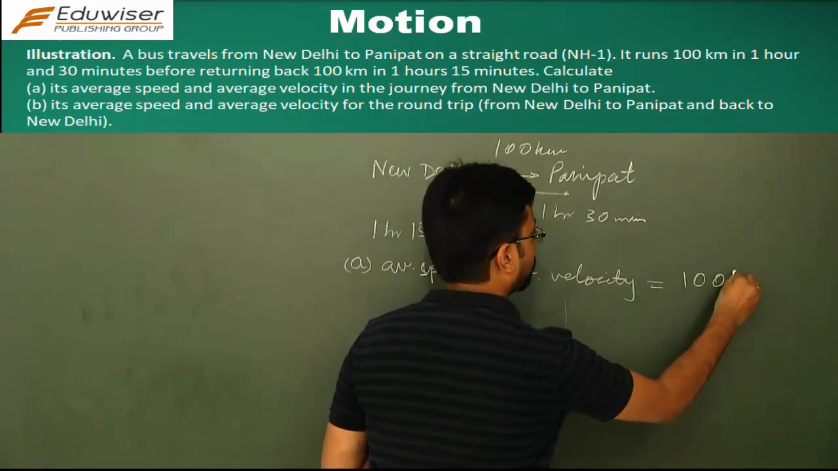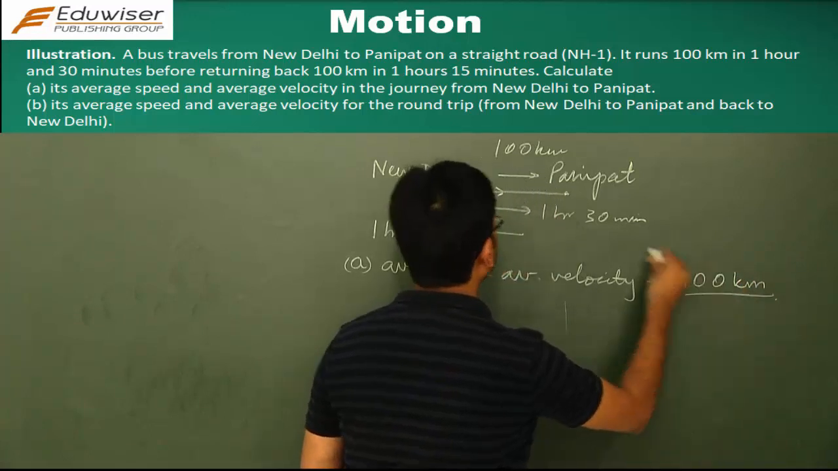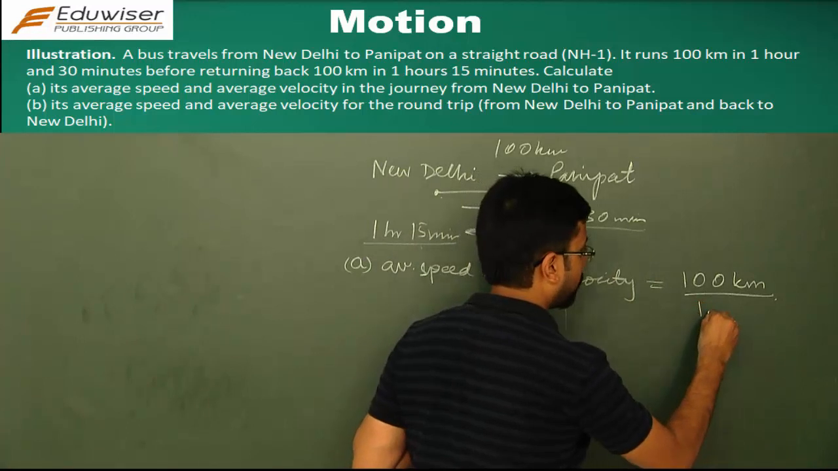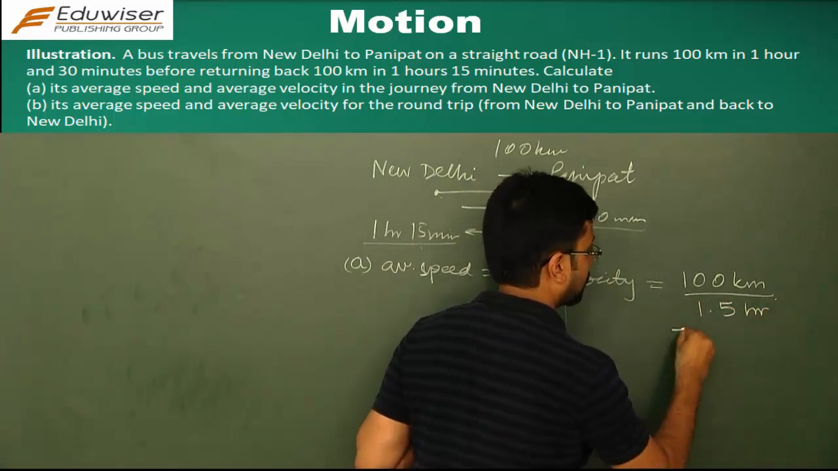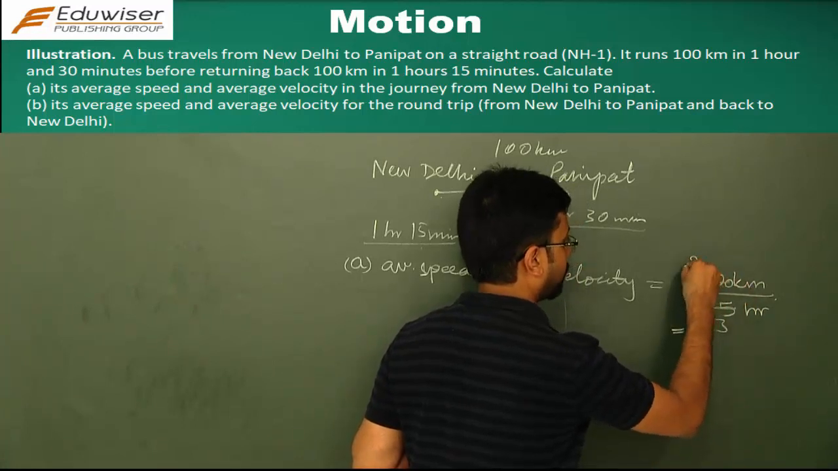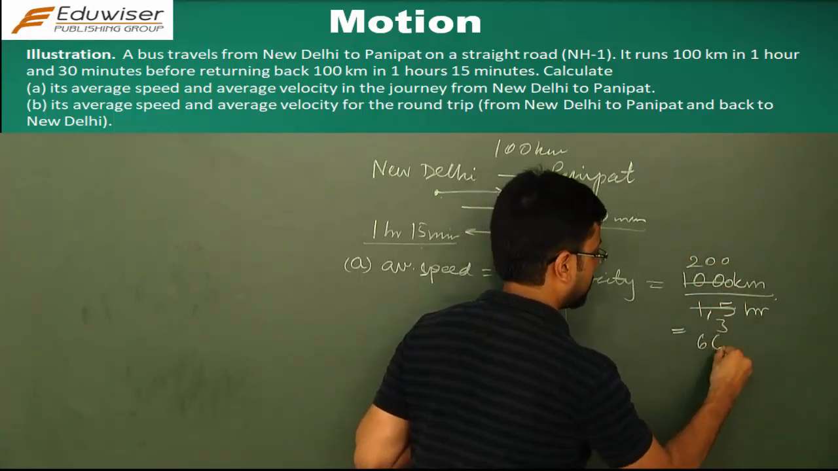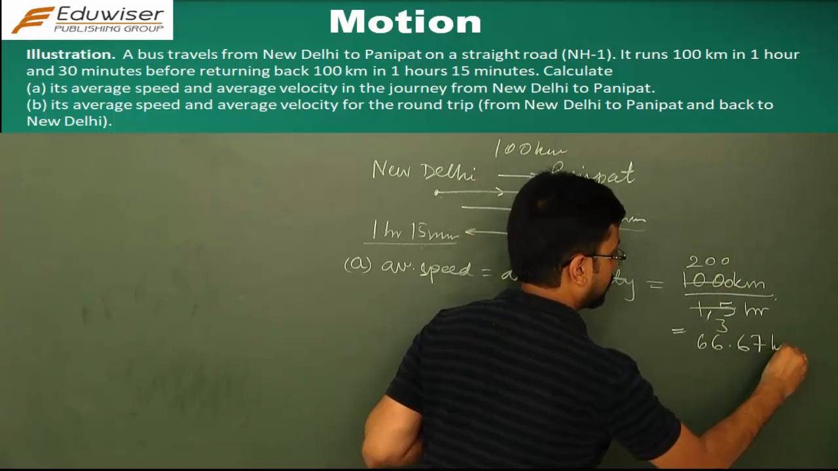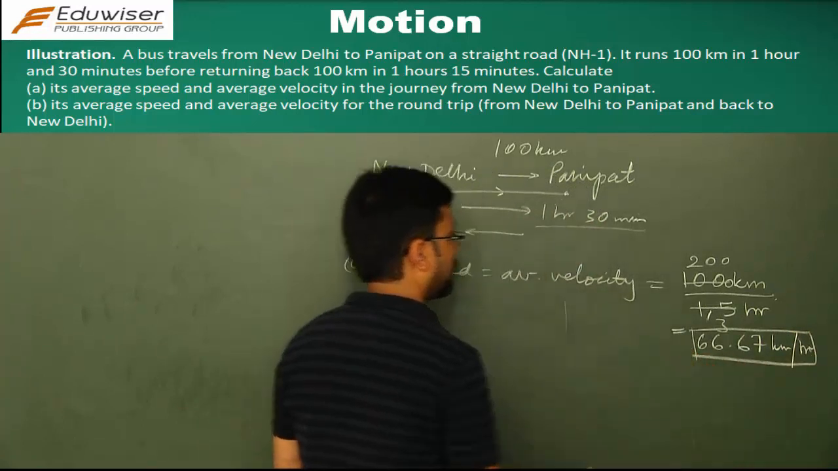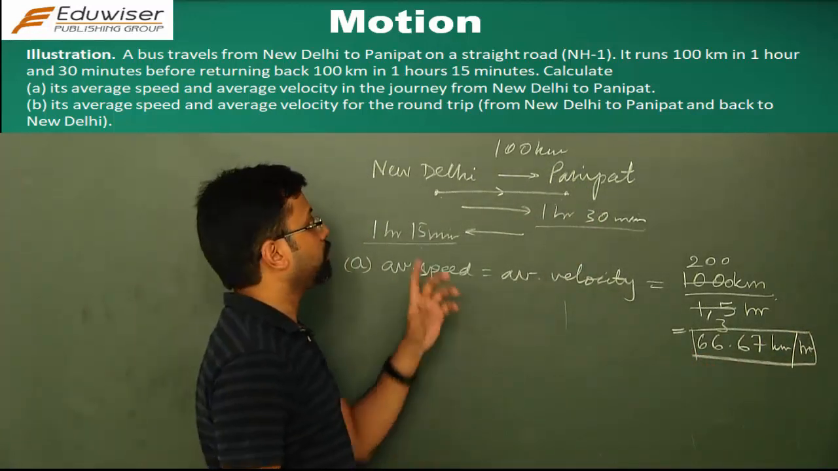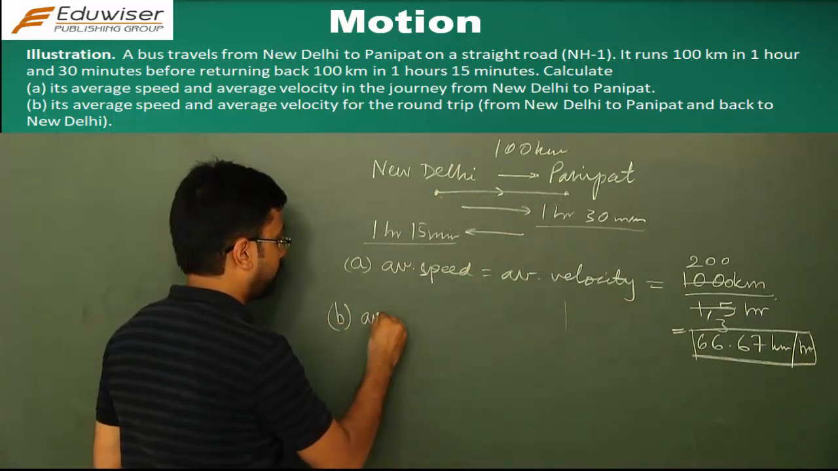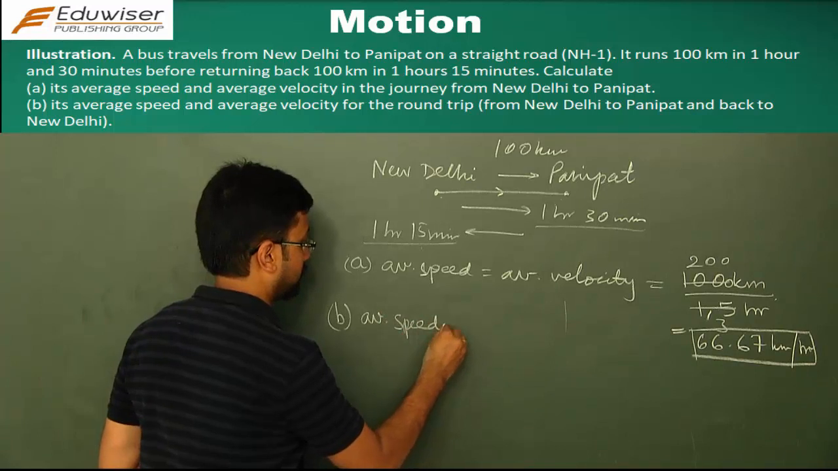And what will its value be? 100 kilometers. You convert 1 hour 30 minutes into hours, so it will be 1.5 hours, which is, you get 200 by 3, that's 66.67 kilometers per hour. So this is going to be the average speed or average velocity for the journey from New Delhi to Panipat.